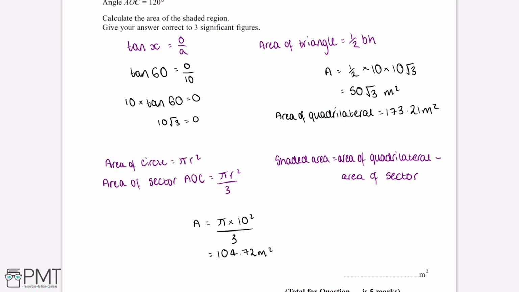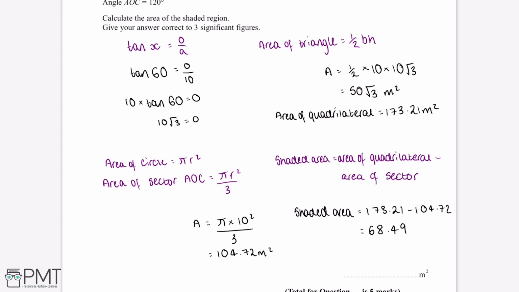So the shaded area of this shape is equal to the area of the quadrilateral minus the area of the sector. So if we substitute in the values which we worked out, our value for the area of the quadrilateral was 173.21, and the area for the sector was 104.72. And if we put this into our calculator, this gives us an answer of 68.49.